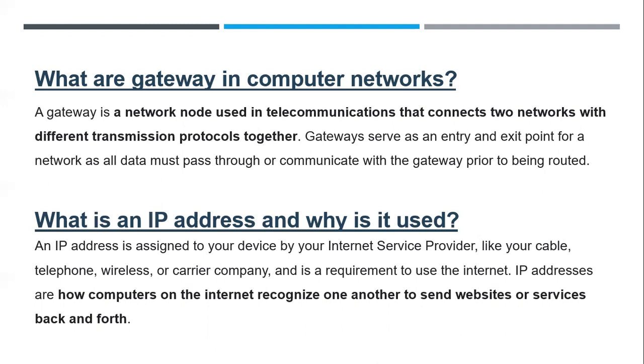If your internet service provider is Safaricom, then the IP address must always come from Safaricom. If it is fiber or any other internet service provider, then the IP address must come directly from them. An IP address is assigned to your device by your internet service provider, like your cable, telephone, wireless, or carrier company, and is a requirement to use the internet.